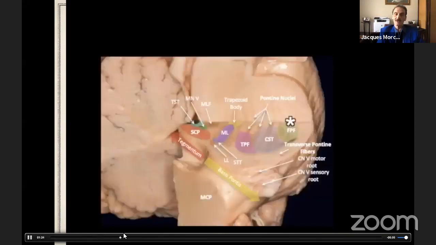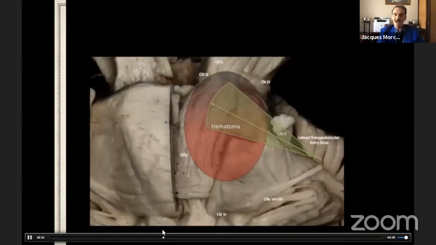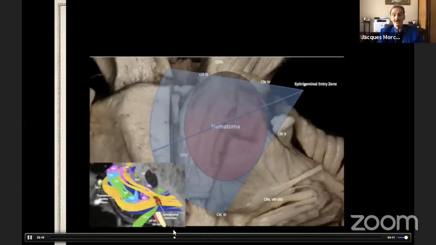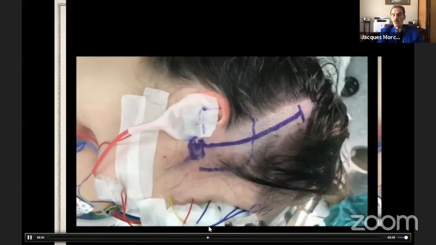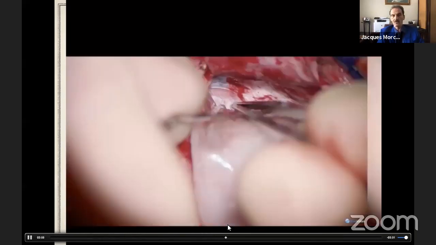You draw the anatomy on a cadaver. You say, you know, we're not going to go over all these tracts, but you say, okay, the hematoma is here. How should you approach it? Do you go this way, or do you go better this way through the epitrigeminal entry zone? You understand the anatomy, the tracts. So subtemporal, that's all we have to do.